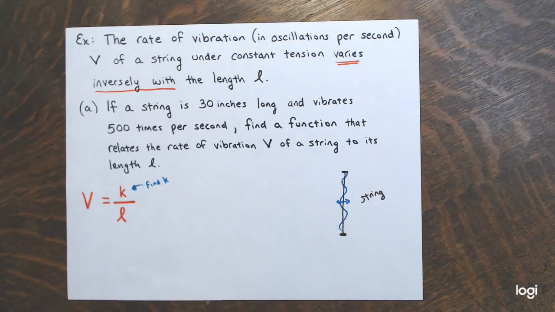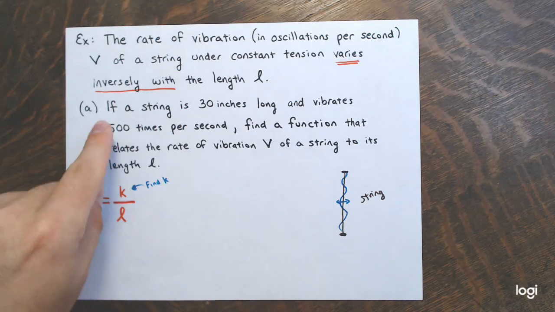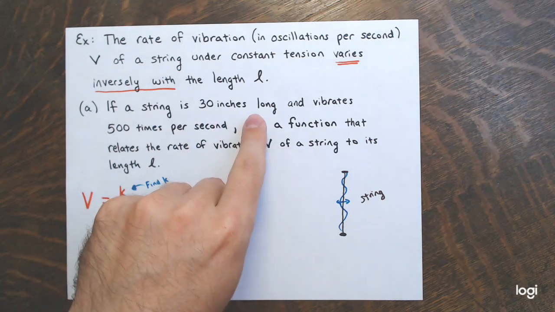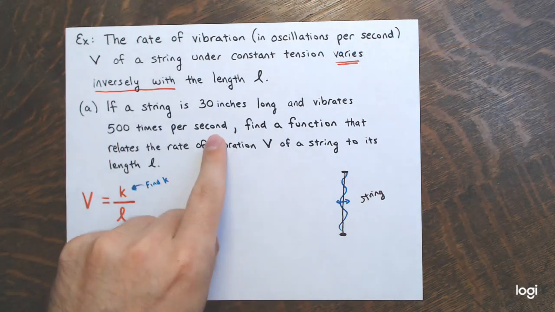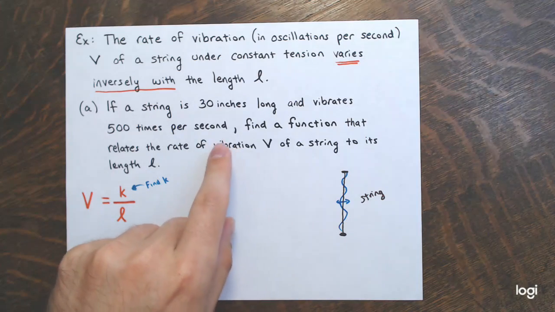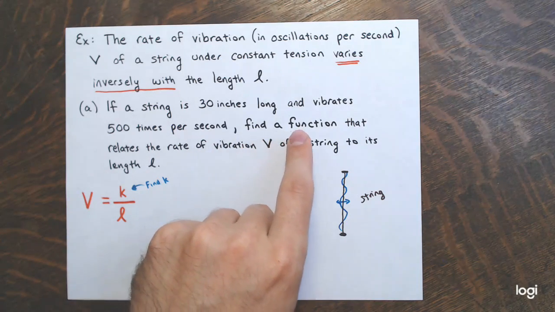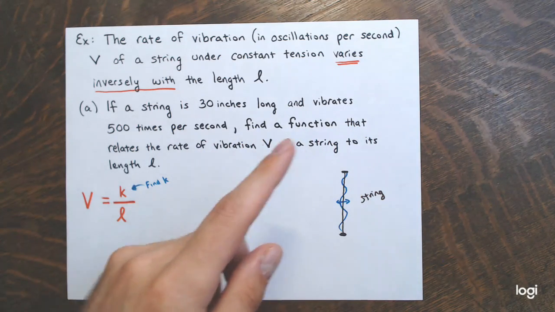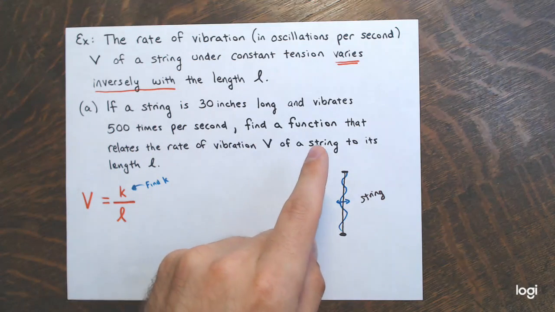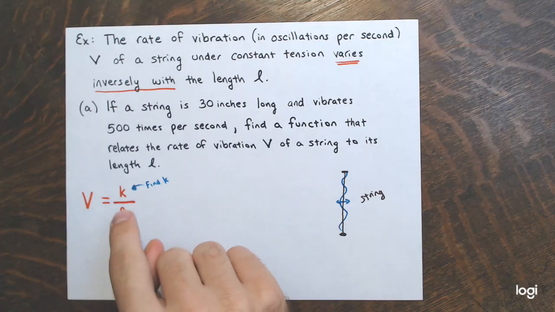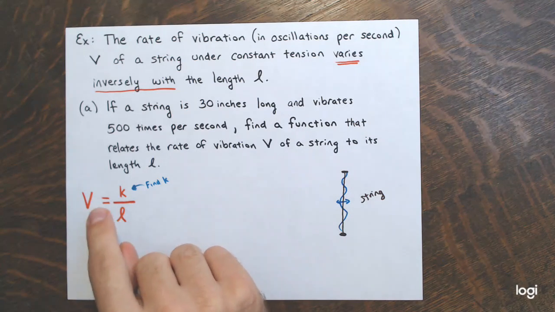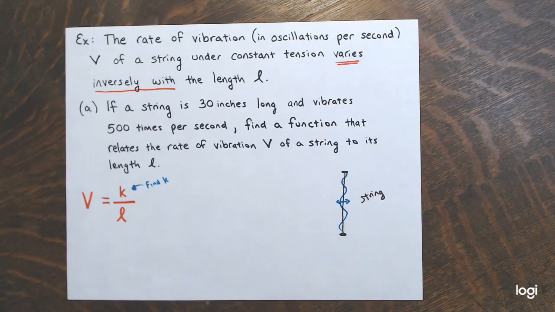Now I'm going to read part A. If a string is 30 inches long, and that 30-inch long string vibrates at this rate, 500 times per second, let's find a function or an equation that relates the rate of vibration V to the length of the string L. Well, I already have part of it here. Here's an equation that relates V and L. I just need to find k.